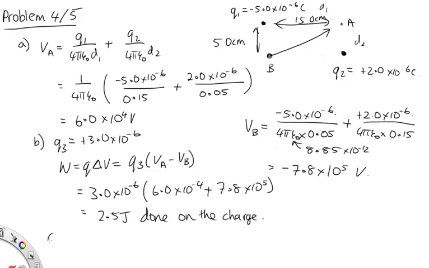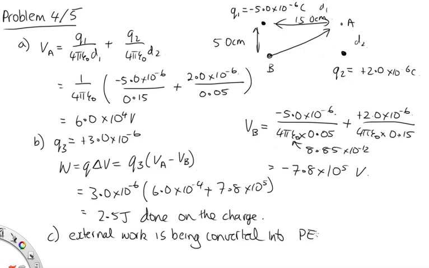Part C says, in this process, is external work converted into electrostatic energy or vice versa? Well, we're doing work on the charge, so external work is being converted into potential energy. We need to put energy in to move that charge.